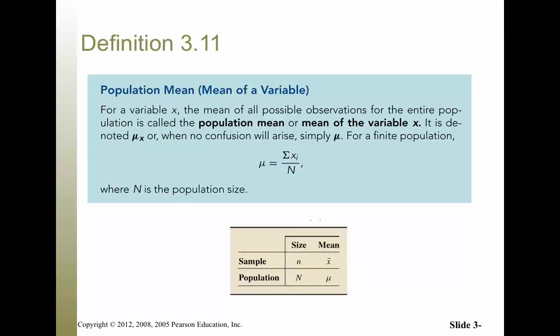So let's talk about the difference between population and sample stuff. For a variable x, the mean of all possible observations for the entire population is called the population mean, or the mean of the variable x. It is denoted mu x or just mu. So when you're talking about the population mean, they use mu, okay? And then the size of the population, capital N. All right?